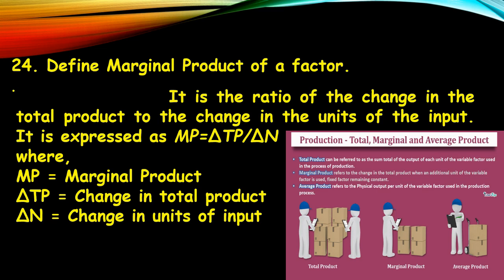It is calculated as the change in the total product divided by the change in N. Change in total product is delta TP. In economics we call it change. And delta N is the change in the units of input.